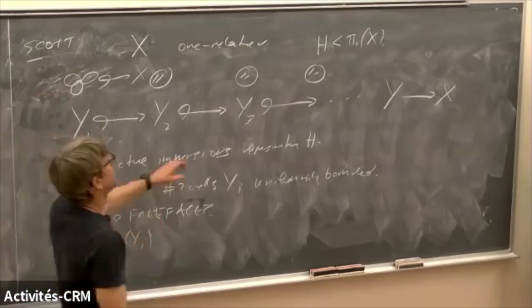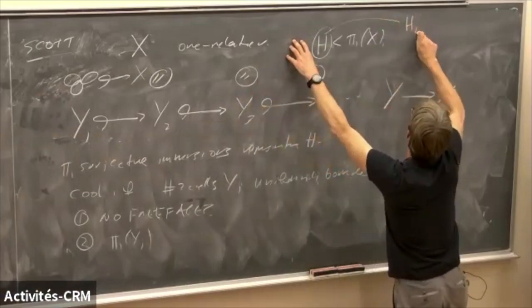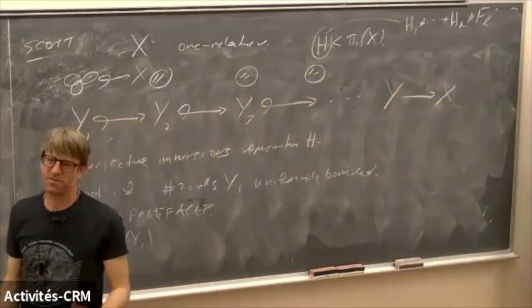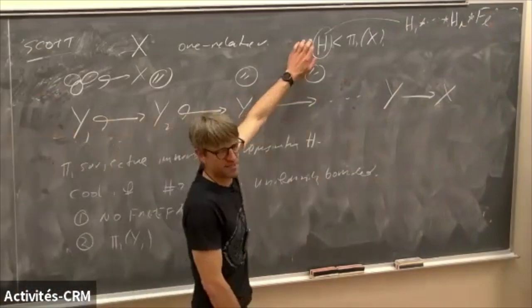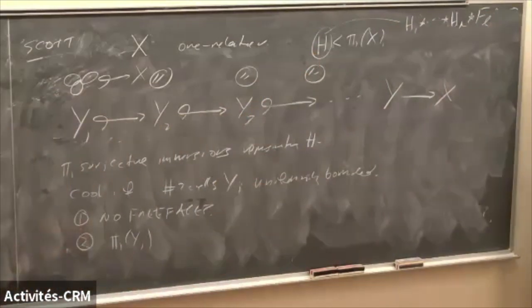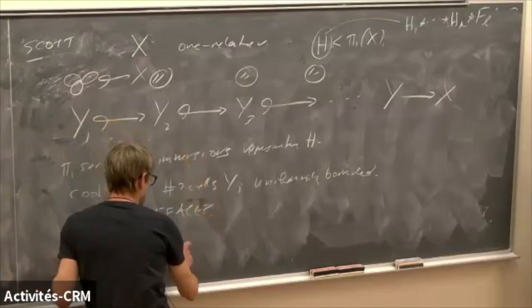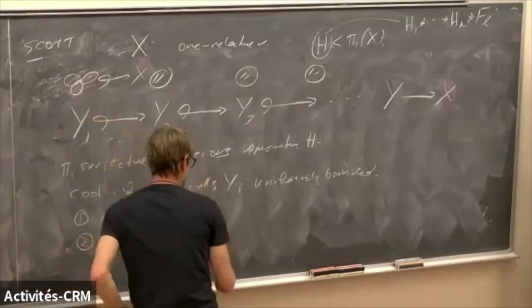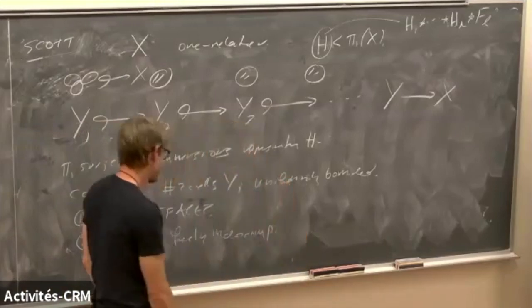So we take our group H. You write down its Grushko decomposition. You just do each free factor independently. Okay. So then you just pretend that your group is freely indecomposable because that's the case you care about. Okay. All right. So now we're going to assume that the pi ones of the Ys are freely indecomposable. Okay.